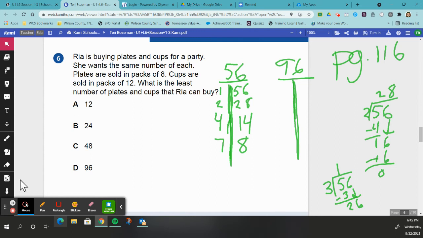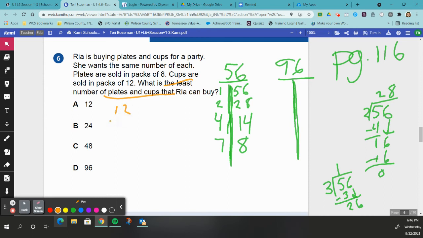And let me make sure of page numbers in case you're working in your textbook. All right, so with this problem, page 122 is where this would be in your textbook. This time, we're not looking for factors, we would be looking for multiples. And it wants to know the least number of plates and cups that she would have to buy if she wanted the same number of each.